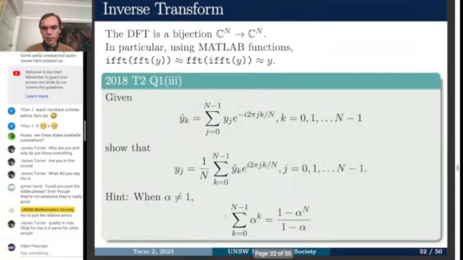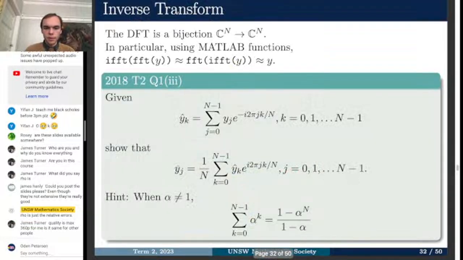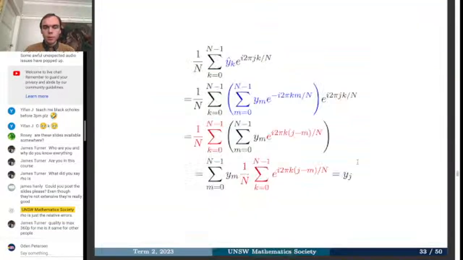But if we use this geometric series formula for the sum where m is not equal to j, if you do the algebra, you recover that this sum should just turn out to be 0. And so all these terms where m is not equal to j will also be 0. And so we just get yj here. And that sort of proves this equality that we wanted. Cool.